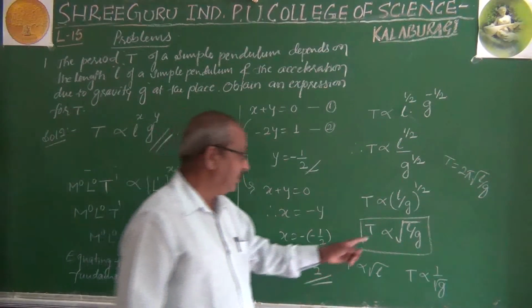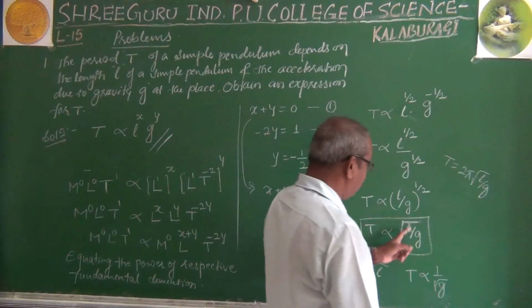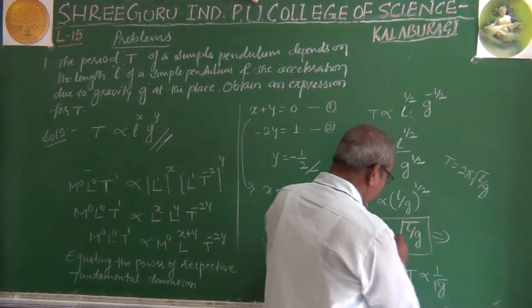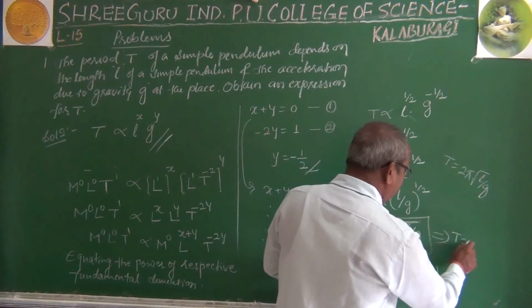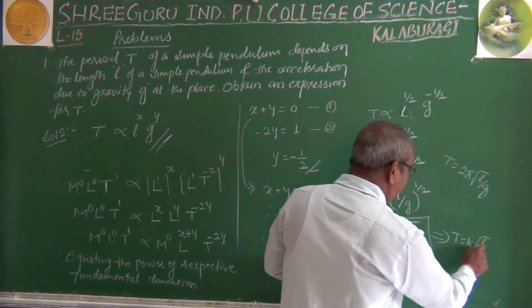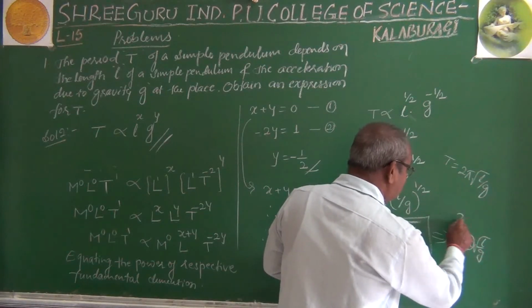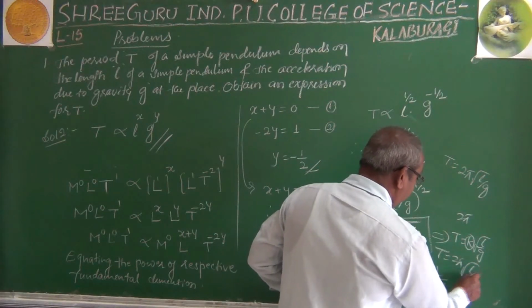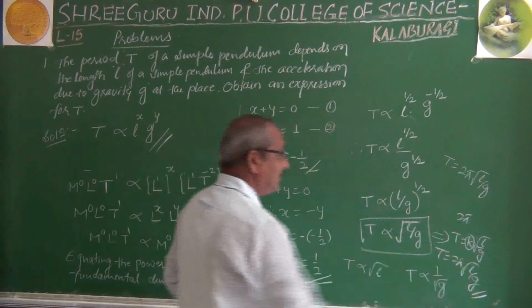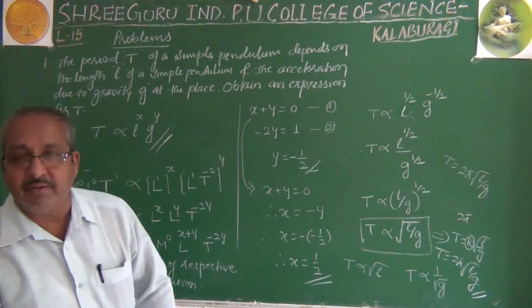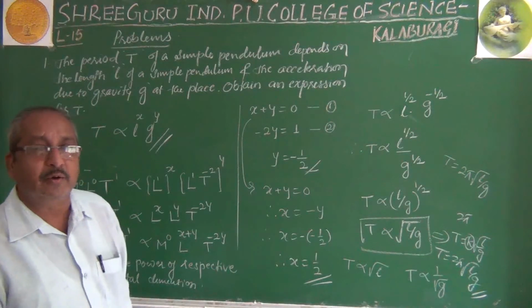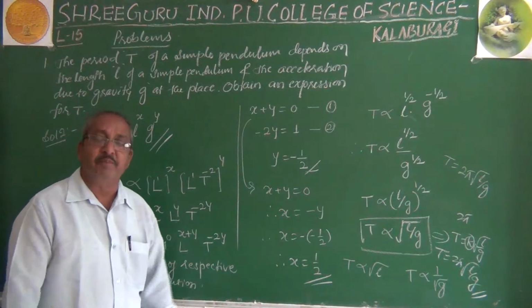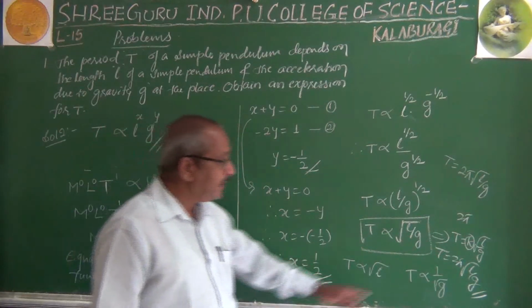So here T is proportional to root of L by G. With the proportionality constant, T equal to K root of L by G, and this K goes to 2 pi. Then T equal to 2 pi root of L by G. This equation helps to find the time period of a simple pendulum. This 2 pi is the constant.